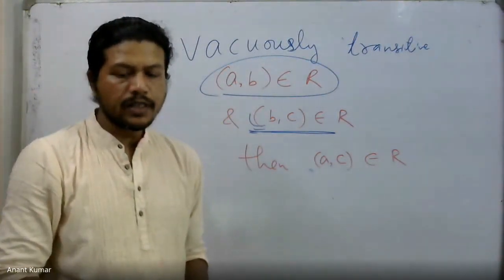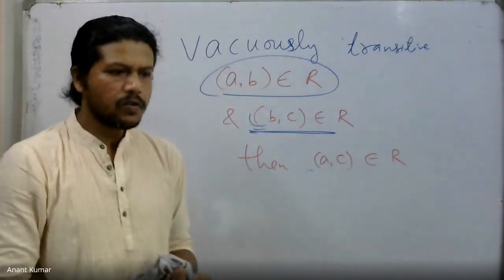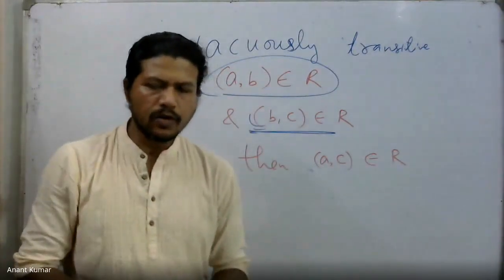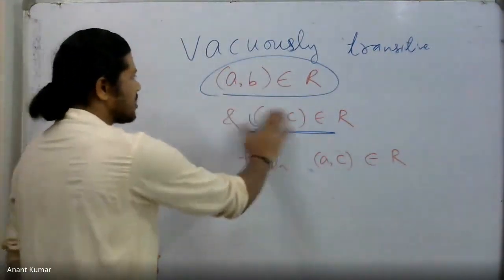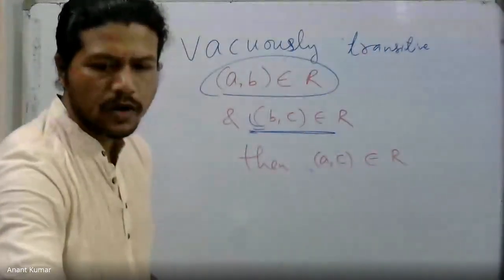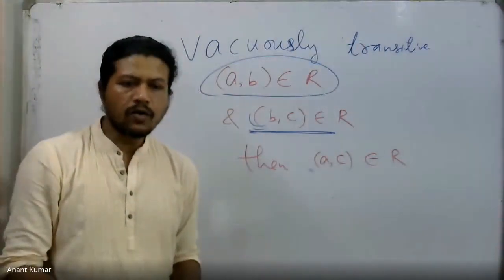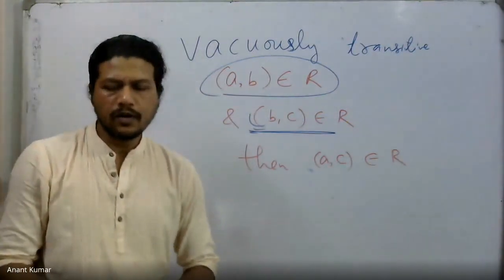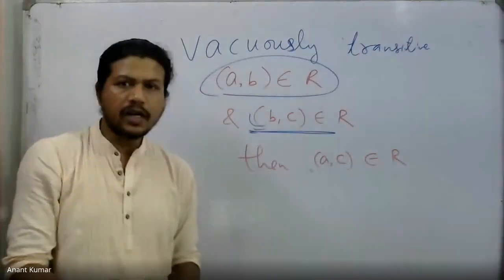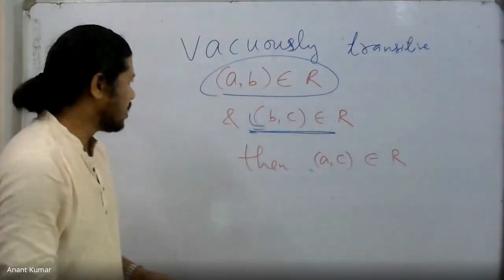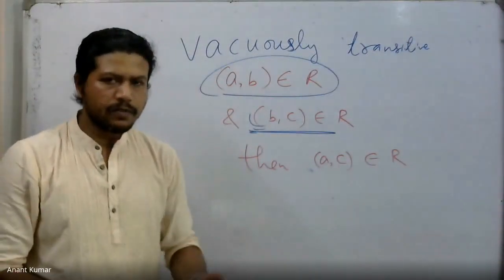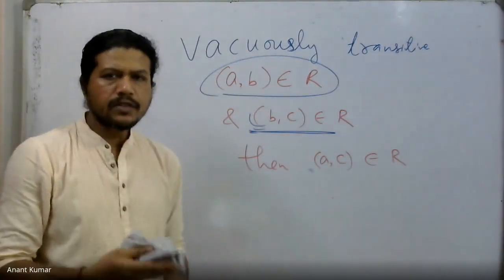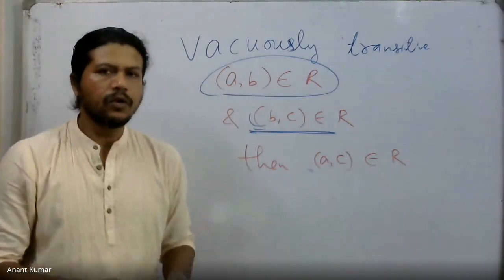So the point is, if A comma B belongs to R and B comma C belongs to R, then A comma C has to belong to R. If B comma C is not there, then there is no point in comparing, and no need to look for the further definition or further checkup. If the pair A comma B is the only pair present and B comma C is not there, then there is no need to look further. It becomes transitive because there is no contradiction to what we have over there.